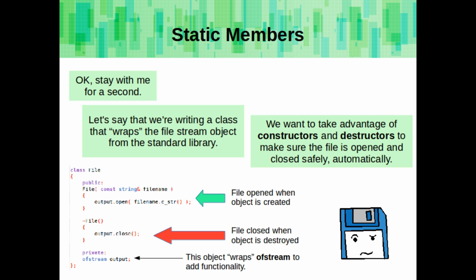Okay, so stay with me for a second. Let's say that we're writing a class that wraps the file stream object from the standard library, just like before. We want to take advantage of constructors and destructors to make sure that the file is opened and closed safely, automatically. I'm going to implement a static member variable, but I think it's better to show rather than tell.